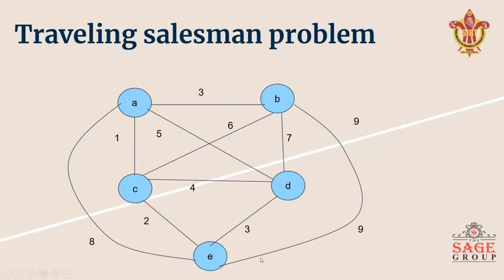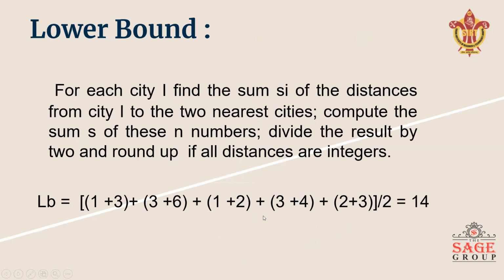For E node, these 4 paths are there and the shortest two paths are 2 and 3. So here we have written 2 plus 3. So we'll calculate this sum and we'll divide it by 2 and we'll get a number which will be called lower bound. We will take it as a lower bound.